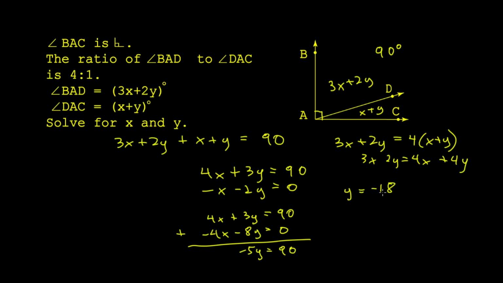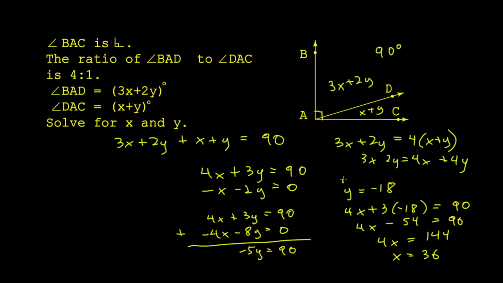Now that we have y, let's plug it back into this first equation. So 4x plus 3 times negative 18 equals 90. 4x minus 54 equals 90. Then 4x equals 144. Now we're going to divide by 4, and that gets us x equals 36. So we've got y equals negative 18 and x equals 36.